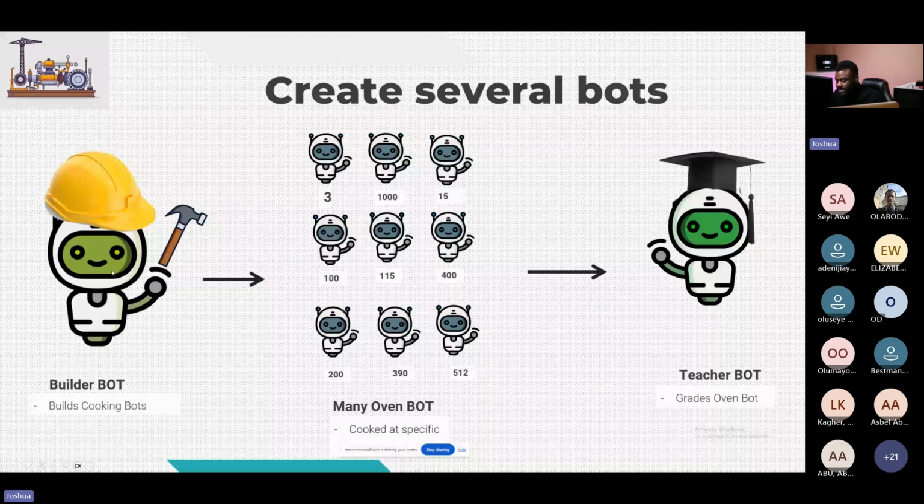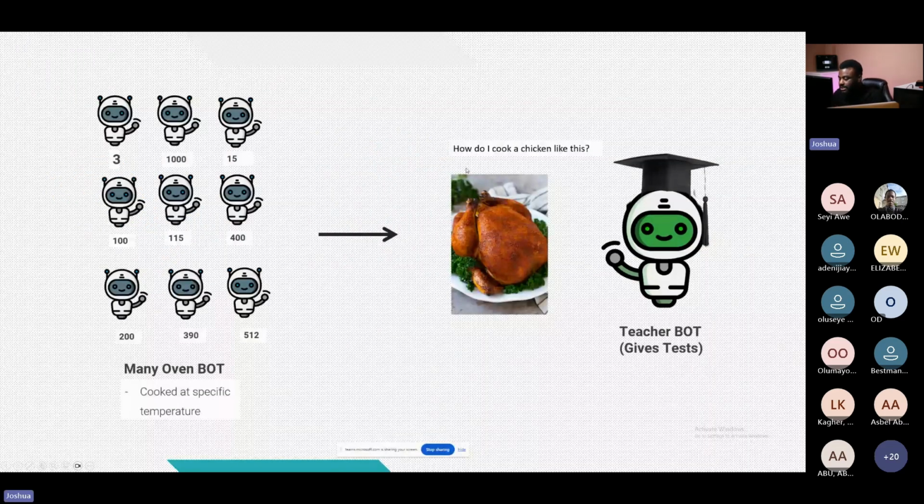So it will build 9 bots and tell the teacher bot, hey, I've just built 9 bots trying to cook the perfect chicken. Give them tests and tell me what you think. So the teacher bot will say, okay, lovely, give me your 9 bots. It will take all of them and give them that same test it gave our first bot. It'll say, all of you, cook for me a chicken that looks like this.